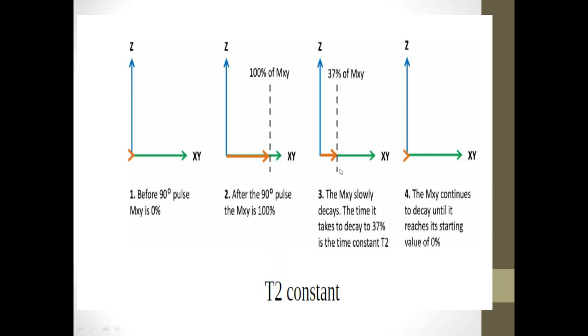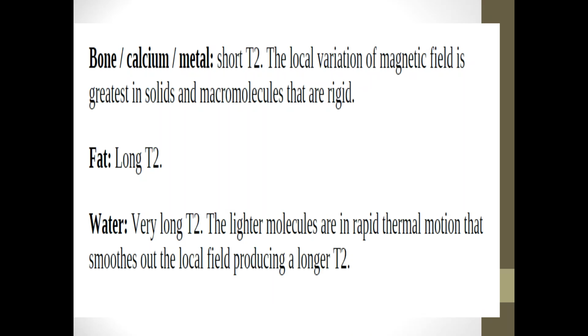We have different T2 constants with different tissues. You will find that bone, calcium, and metal have short T2. The local variation of the magnetic field is greatest in solids and molecules that are rigid. Fat has a long T2, but not longer than water. That's the reason why I said before that it's short. Water has a very long T2, because the lighter molecules are in rapid thermal motion that averages out the local field, producing a longer T2.